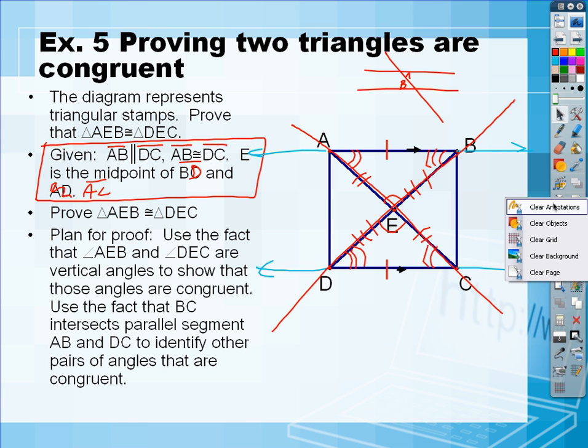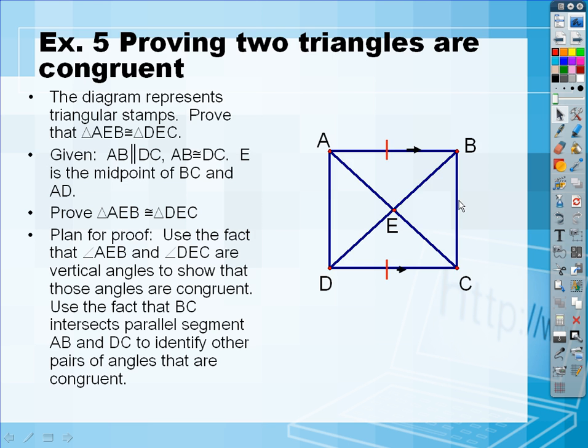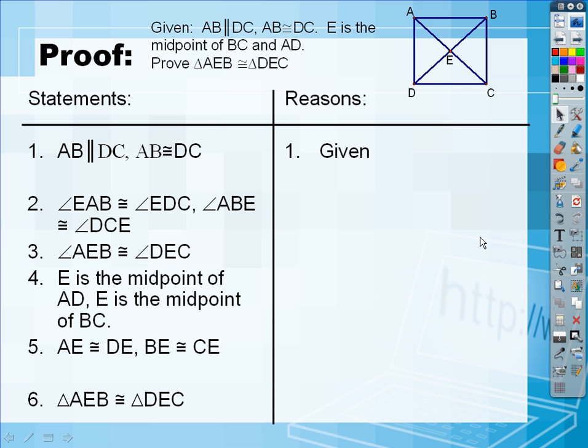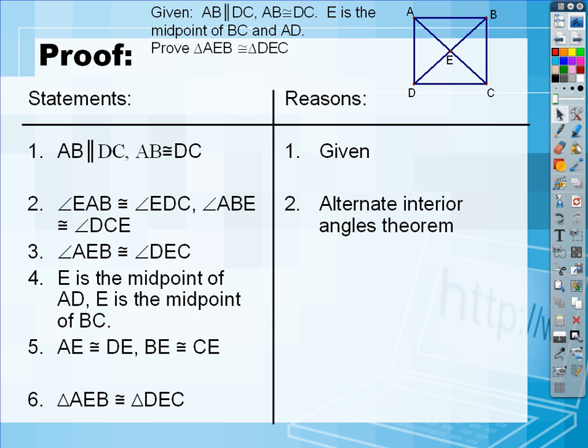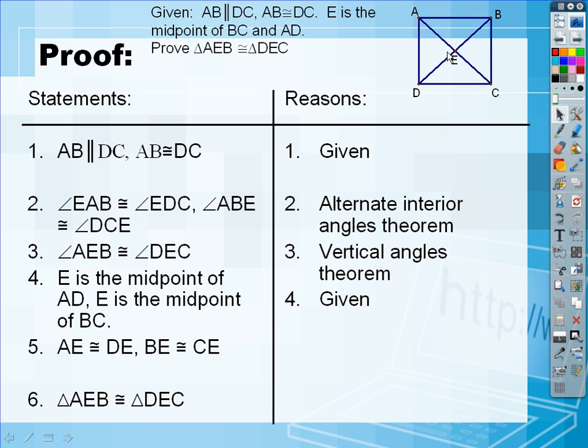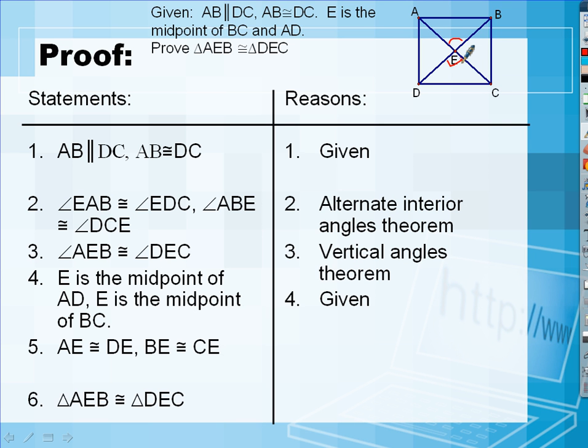So it should look like this then. If we wanted to look at that as a two-column proof, all this is given to us. Segment AB and segment DC are parallel. Segment AB and segment DC are congruent. We said that we can show these other angles to be congruent by the alternate interior angles theorem. We showed these angles on the inside here to be congruent by the vertical angles theorem. We're given the midpoint information.